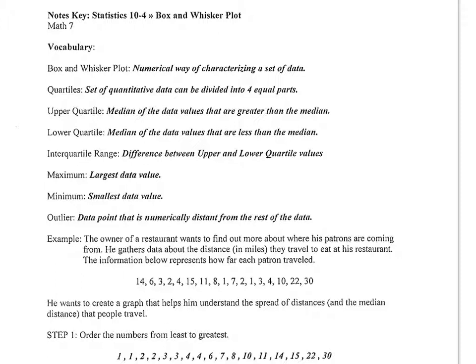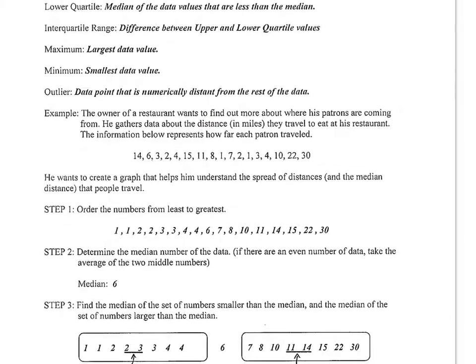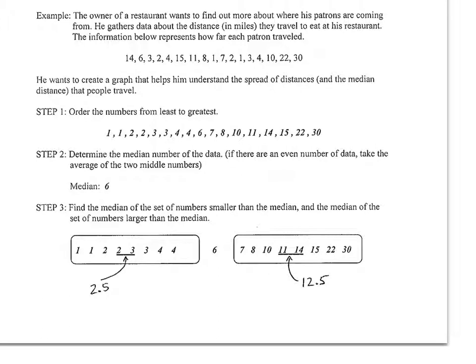So our example here, the owner of a restaurant wants to find out more about where his patrons are coming from. He gathers data about the distance in miles they travel to eat at his restaurant. The information below represents how far each patron traveled. So these are all distances people travel to come to his restaurant to eat. So he wants to create a graph that helps him understand the spread of distances and the median that people travel. So step number 1, we order the numbers from least to greatest.